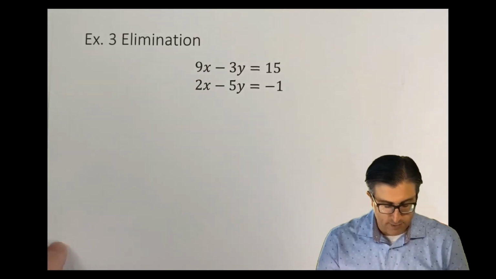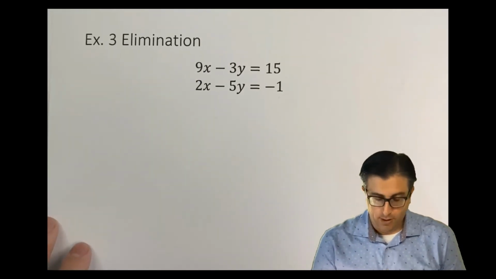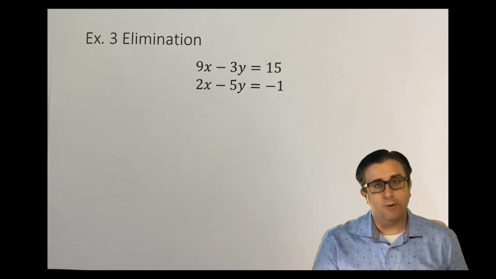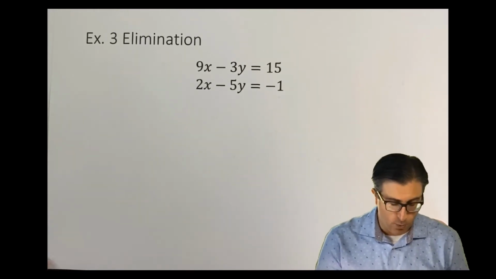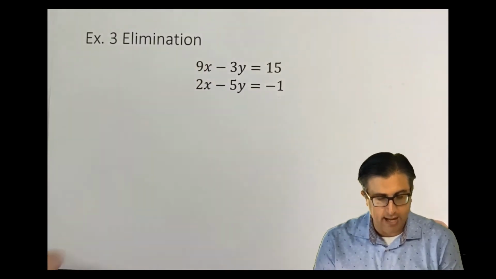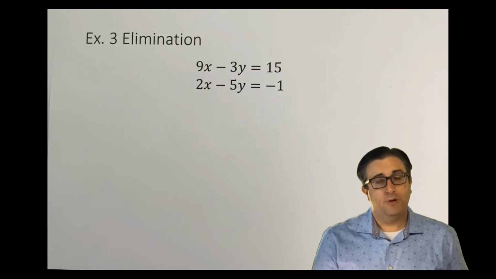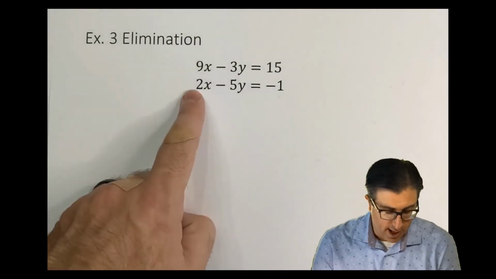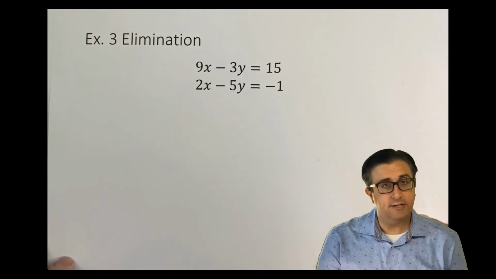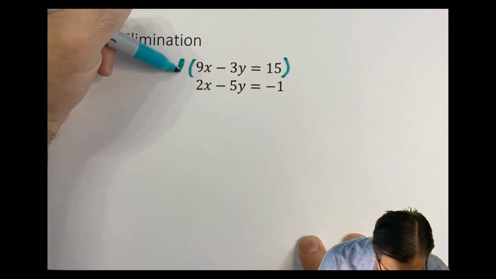All right, 9x minus 3y equals 15, and 2x minus 5y equals negative 1. Unfortunately, again, I don't see a variable by itself. I don't see one that can immediately turn into another. So I'm just going to work with the x's, the 2 and the 9. What's the least common multiple between 2 and 9? Well, the answer to that is 18. I could turn a 2 into an 18, and I could turn a 9 into an 18. Well, I'm going to turn the 9 into the positive 18.